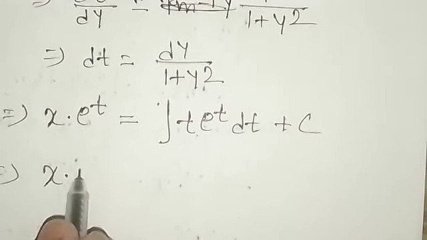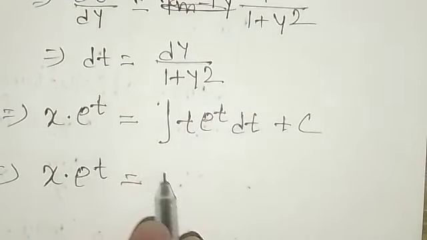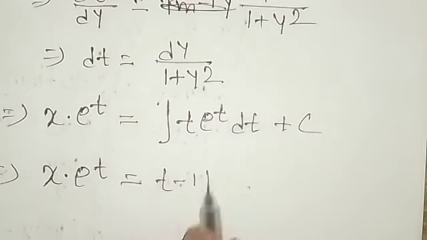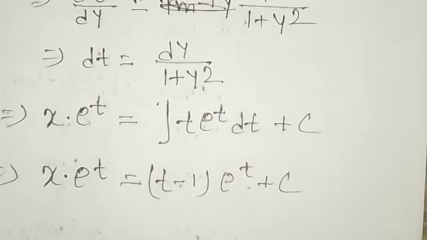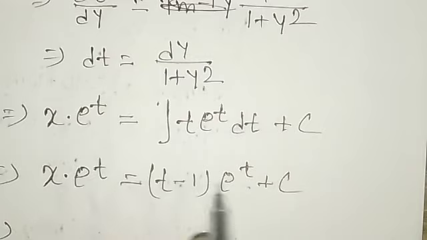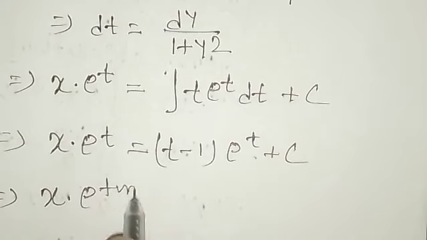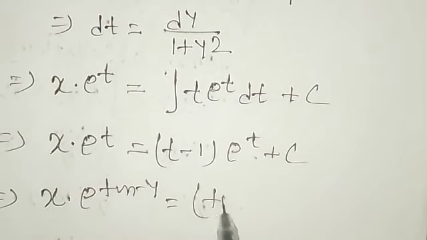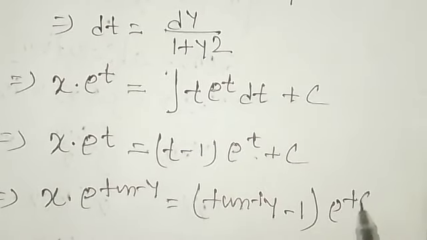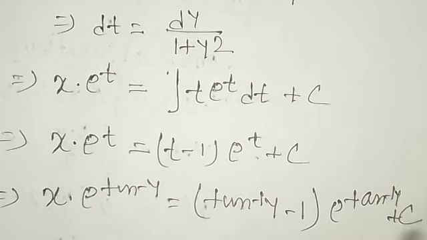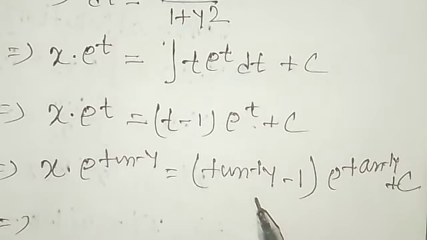So this will be x into e to the power of t is equal to, after simplification, t minus 1 into e to the power of t plus c. Again we substitute t equal to tan inverse of y, the reverse substitution. So x into e to the power of tan inverse of y is equal to tan inverse of y minus 1, into e to the power of tan inverse of y, plus c. So this is your equation.